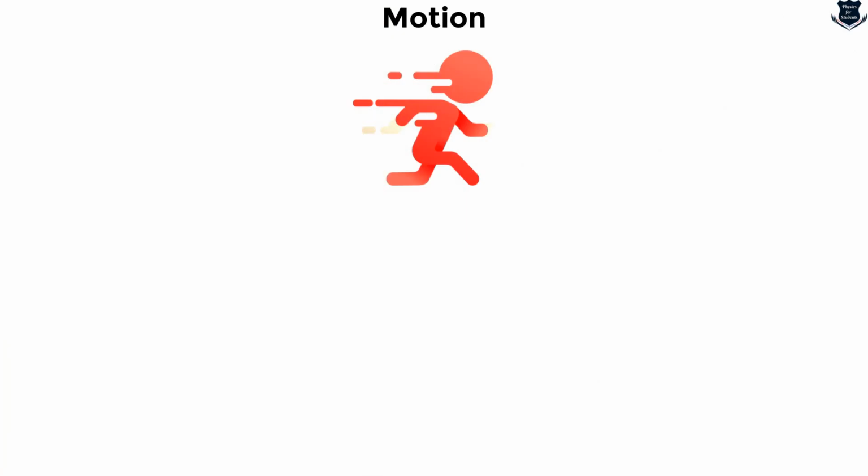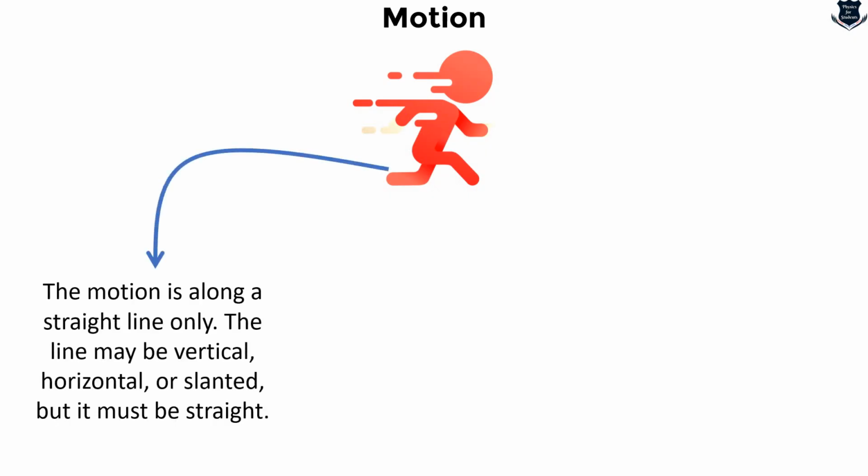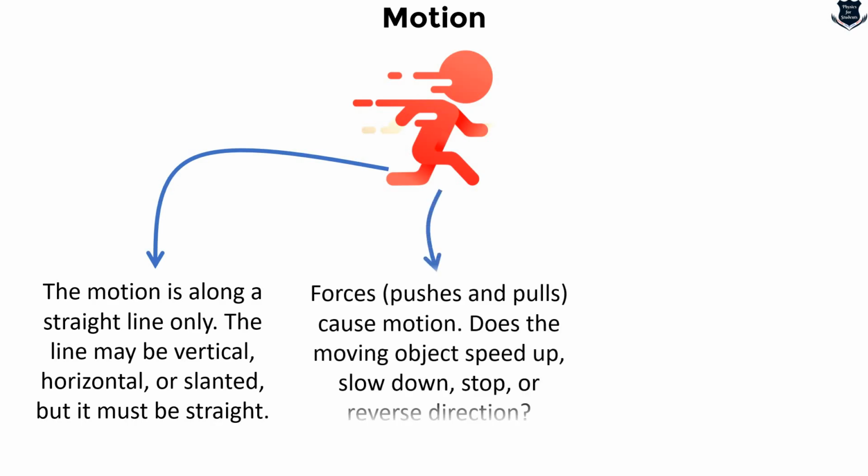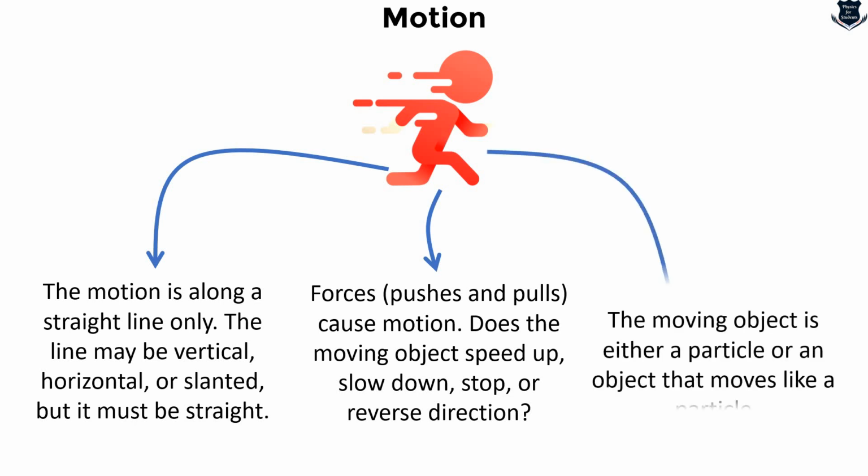Now, before we move ahead, there are certain important things that we need to mention regarding motion. The first thing is that the motion is along a straight line only. The line may be vertical, horizontal, or slanted, but it must be straight. Second is that forces, pushes and pulls, cause motion, but we will discuss that in a later part of the series. In this video, we will discuss only the motion itself and changes in the motion. Does the moving object speed up, slow down, stop, or reverse direction? If the motion does change, how is time involved in these changes?